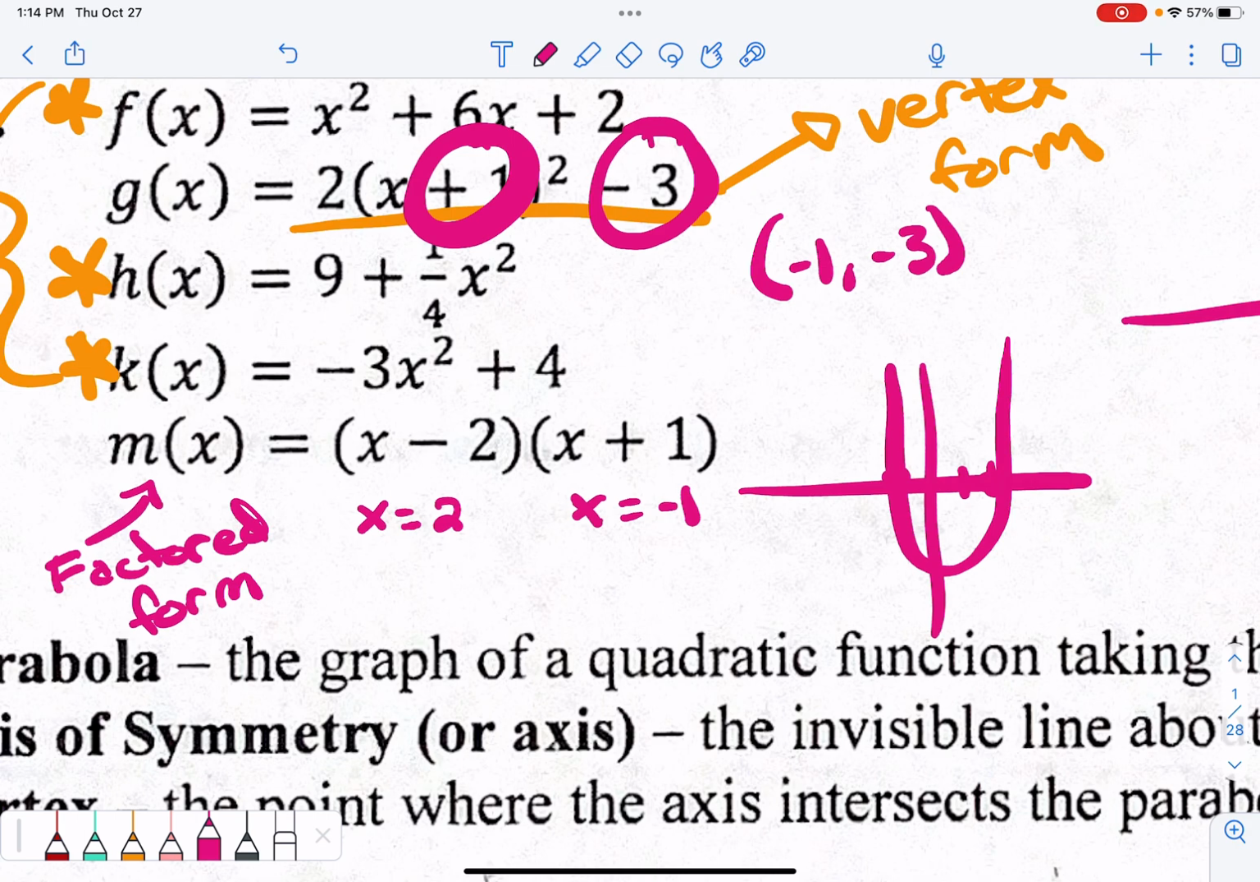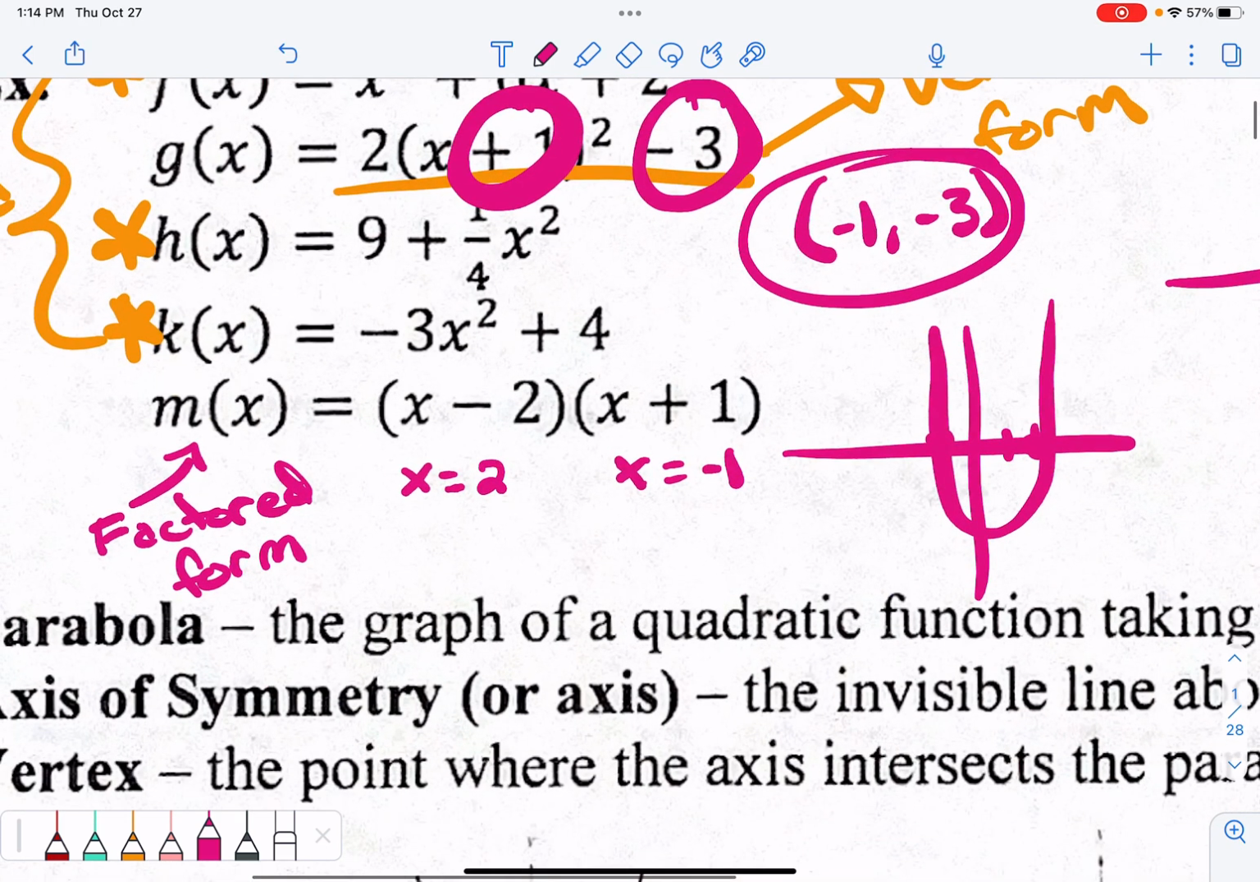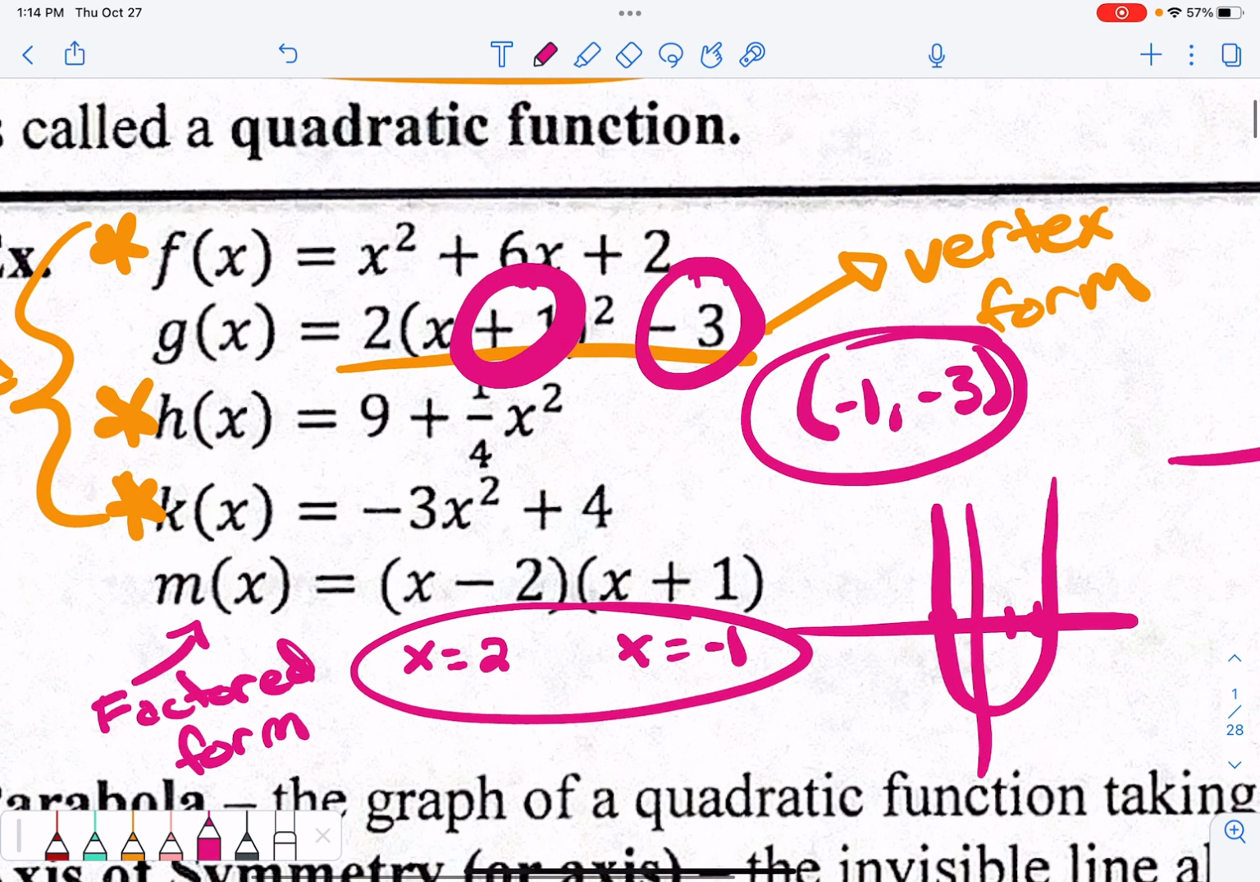Okay. So each one of these forms has a certain aspect of it that's easy to find. Like vertex form, it's easy to find the vertex. Factored form, it's easy to find the zeros. Standard form is actually easy to find the y-intercept because the y-intercept is always going to be that last number. So anyway, those are the special qualities about those guys.